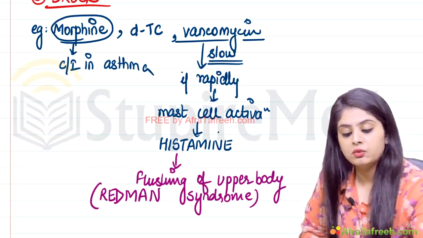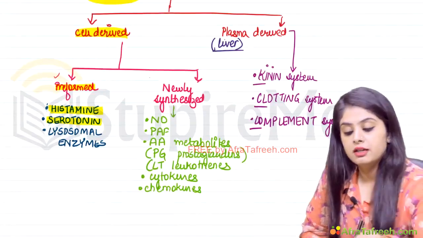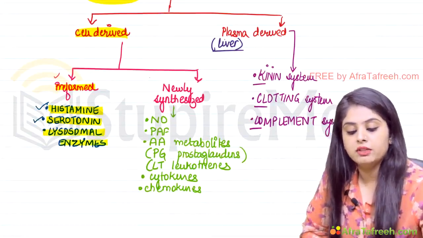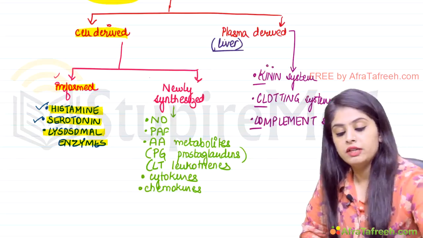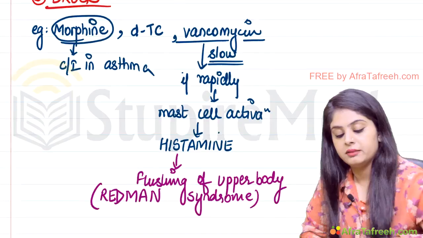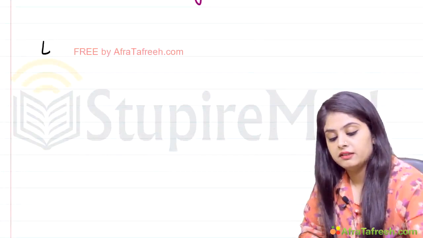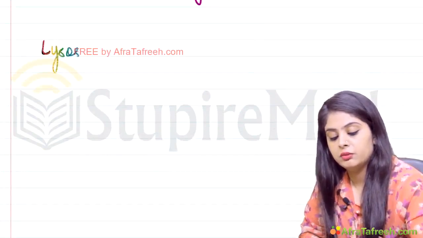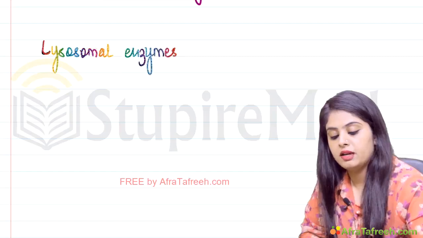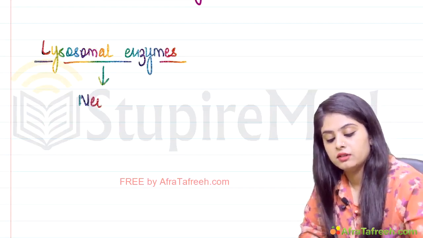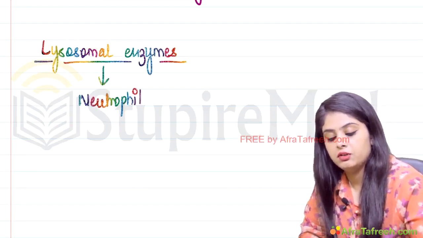Now students, getting back to our flowchart that we had prepared, we have done preformed mediators, histamine and serotonin. Next we are going to go on to lysosomal enzymes. So what do we need to know about lysosomal enzymes? Let's begin with these. The third mediator we have is the lysosomal enzyme. Now remember that the lysosomal enzymes are present in cells, for example the neutrophils. They are coming from the neutrophils.